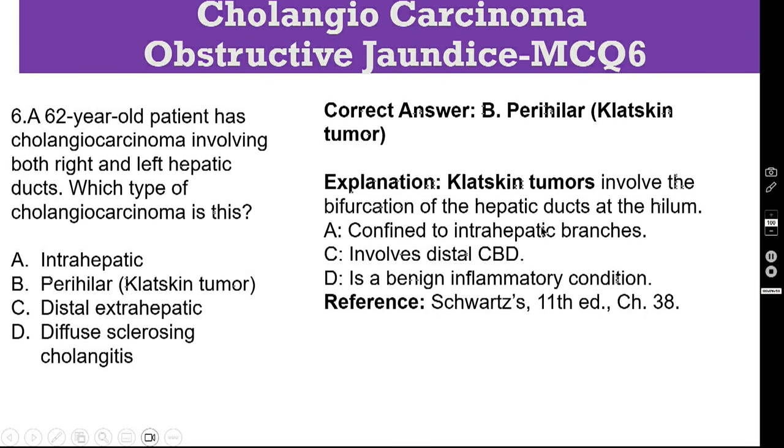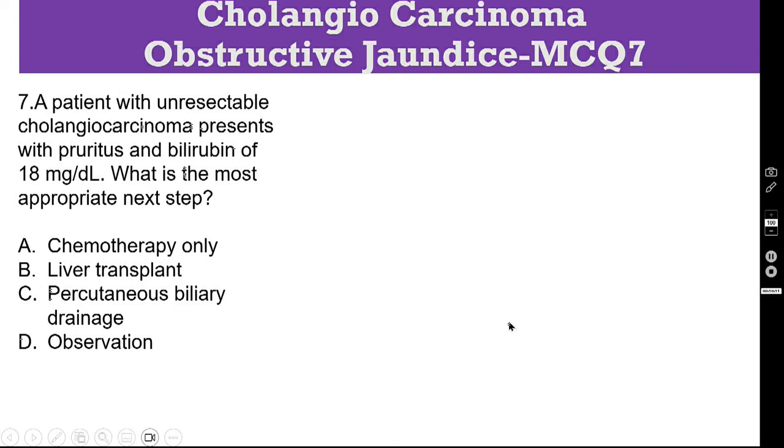Klatskin involves the bifurcation of the hepatic ducts at the hilum. So this is the typical Klatskin tumor. Intrahepatic is usually confined to intrahepatic branches only. Perihilar is the correct answer. Distal extrahepatic, C, involves the distal CBD. And diffuse sclerosing cholangitis is a benign inflammatory condition. Reference is Schwartz 11th edition, chapter 38.